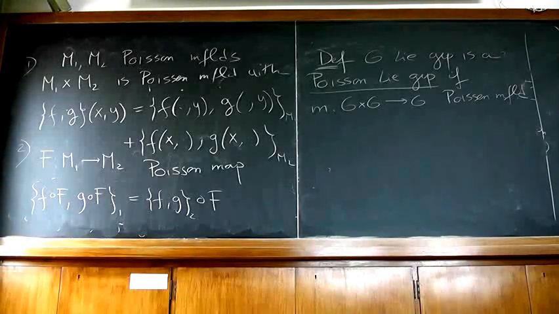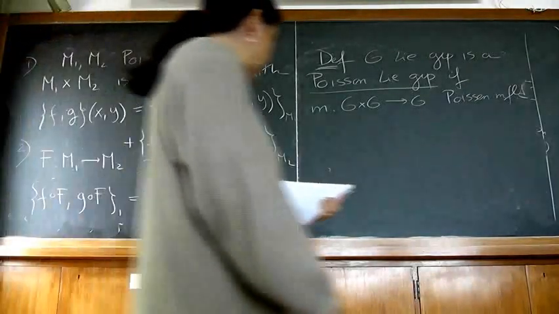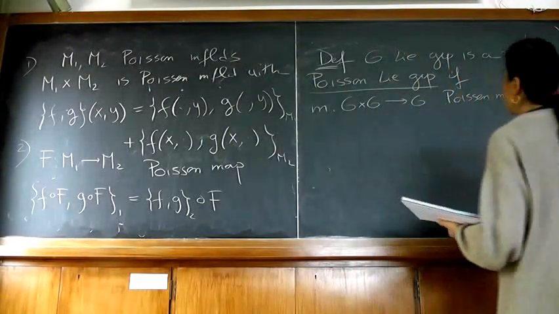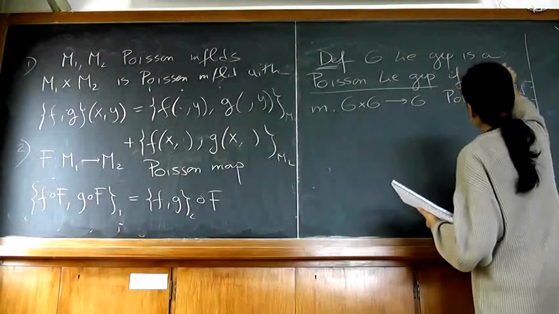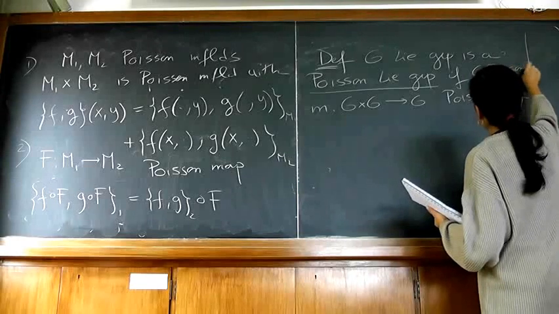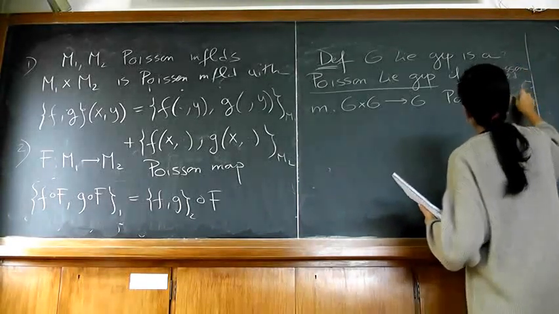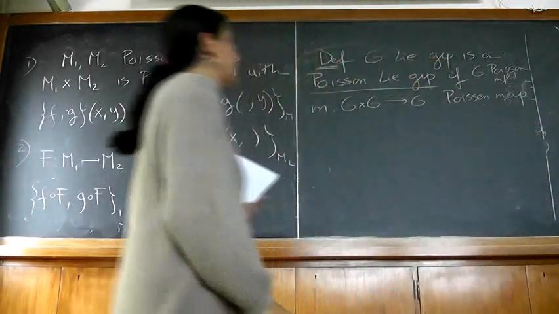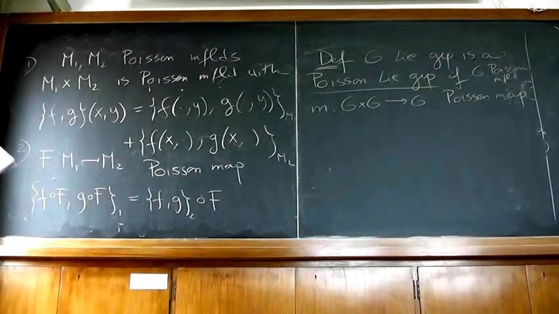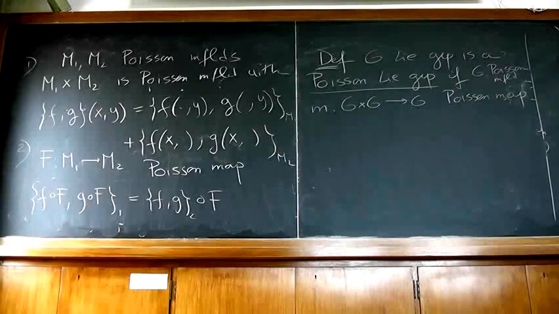G must be a Poisson manifold, or are you speaking? If G is a Poisson manifold and this is I contracted two things, of course. So if I take a Lie group, it's a Poisson Lie group if it is a Poisson manifold, and furthermore the multiplication is a Poisson map. So let us see what this means.